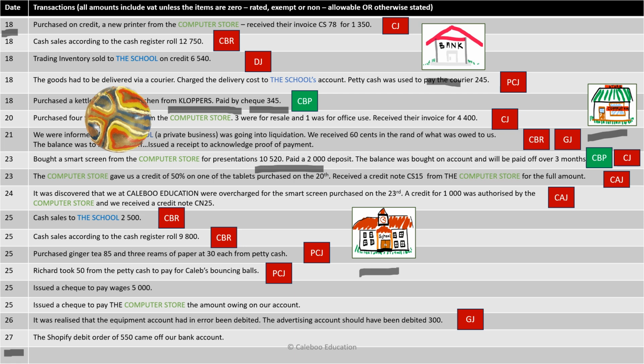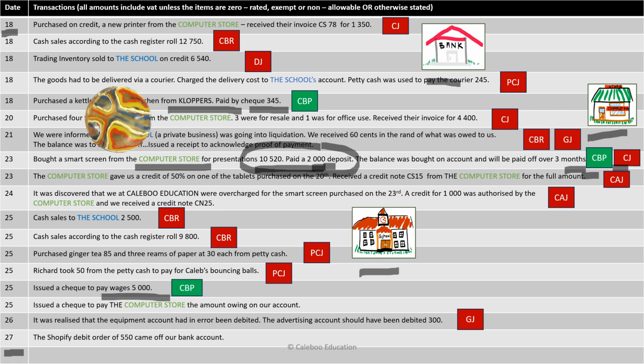There's a smart screen that was bought from the computer store, paid a 2,000 Rand deposit. That's going to be interesting. We have an account with the computer store. The smart screen cost 10,520, but we only paid 2,000 at this stage. The rest was bought on credit. We will deal with that transaction. That's why you see there we've got Cashbook payments. An amount will go into the Cashbook payments and an amount will go into the creditor's journal.